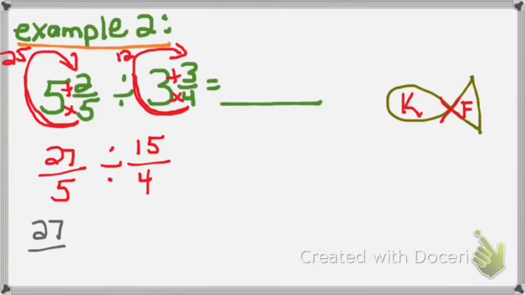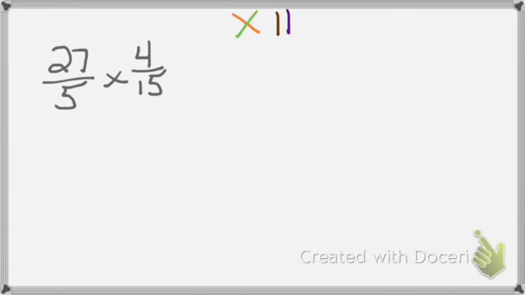Keep my first fraction, 27/5, change my division to multiplication, and flip 15/4 into 4/15. I now have a multiplication of fractions problem, 27/5 times 4/15. I'll rewrite that on the next page so I have plenty of room to solve it. So I know when I'm multiplying fractions, I'm going to follow my X11 strategy. My X11 strategy, I'm going to go ahead with my orange portion of the X first, which is 27 and 15. I will find the GCF of both 27 and 15.